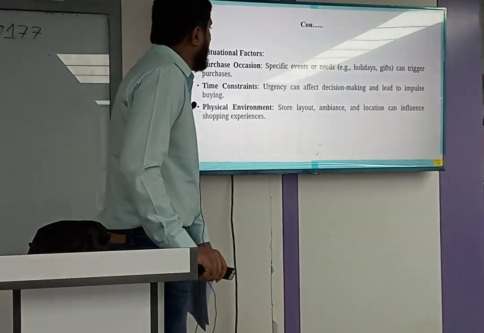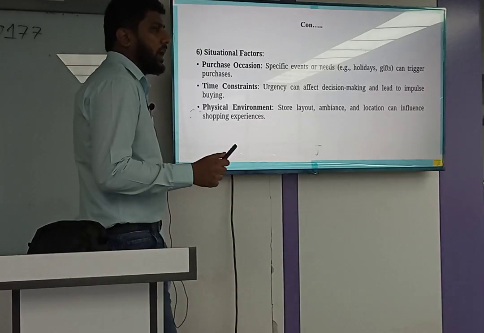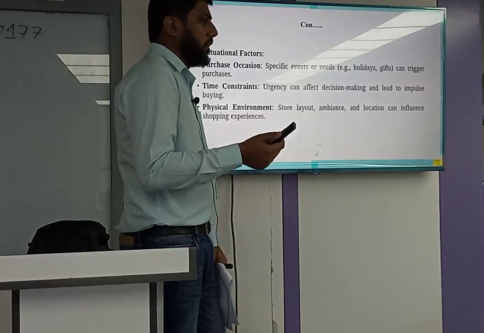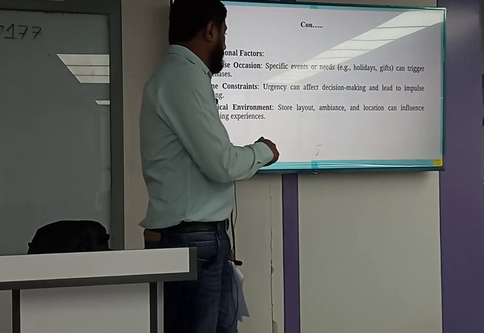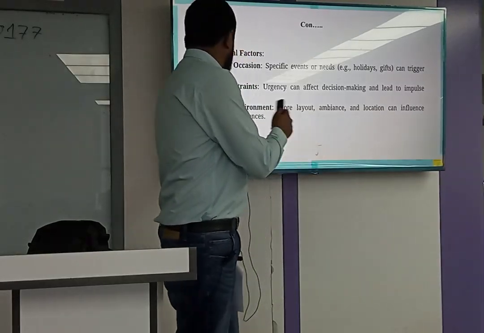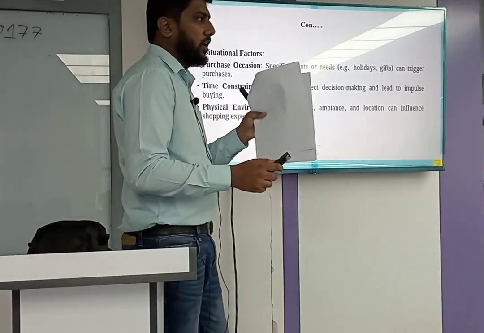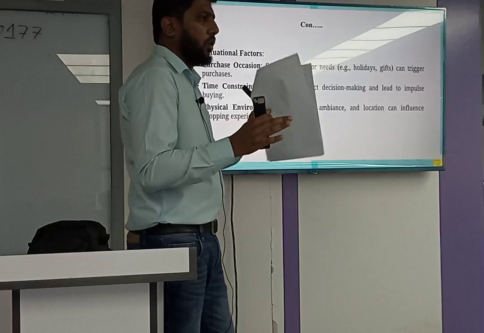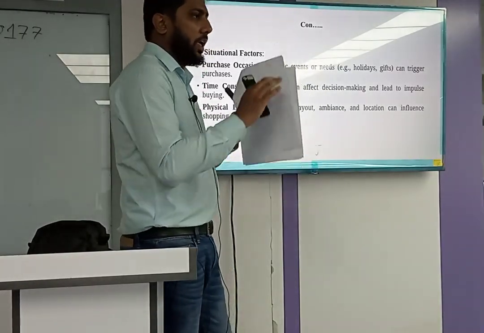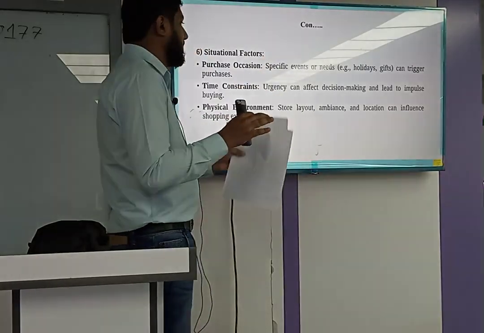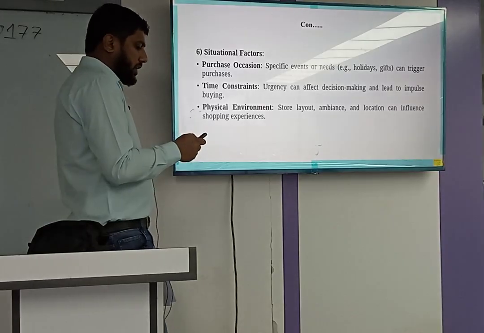Time constraint can have an impact on your buying decision. Physical environment: suppose you go to a store, you see the store layout, ambience and location, which can influence the shopping experience. When you see a very good store with nice lighting and all, you feel that I can buy things from here. It gives an impression about the store, the layout, the ambience, nice people, and you feel that I can buy from here.